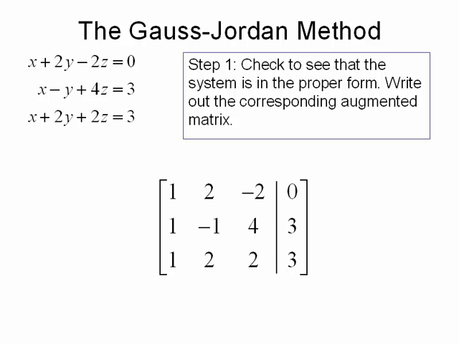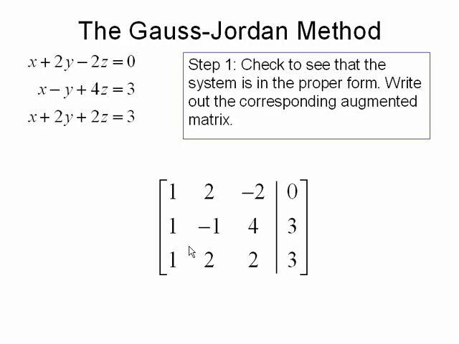And as before, our first step is to make sure that it's in the proper form and write out the corresponding augmented matrix. Notice that all of our variables are on the left-hand side and our constants are on the right-hand side. So all I do to get my augmented matrix is to just go ahead and drop out all my variables. So I have an augmented matrix. It's 3 rows and 4 columns. The first row is 1, 2, minus 2, 0. The second row is 1, minus 1, 4, 3. And the last row is 1, 2, 2, and 3.